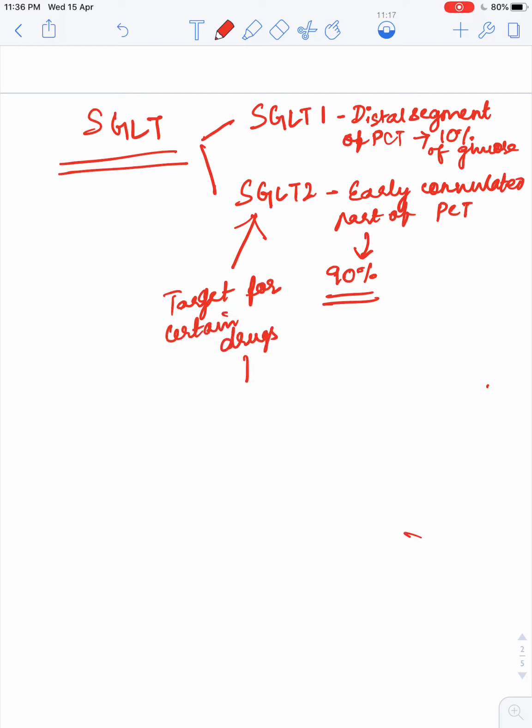And these drugs are called SGLT2 inhibitors. Okay.